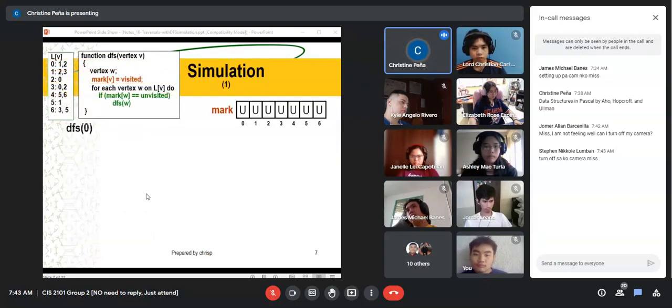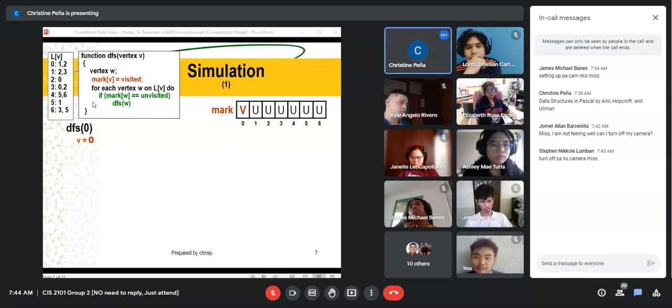Okay, let me go back. So call the DFS passing 0. So that means the V here is equal to 0. And then we start with the red colored statement, that is, mark it visited. So instead of a U, you have there visited. Then for the for loop, for each of the vertices in LV, so in index 0, you have two vertices, 1 and 2.